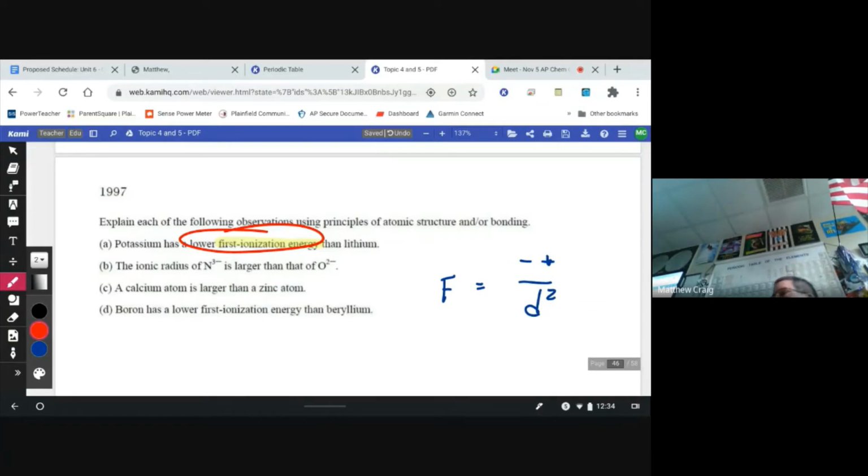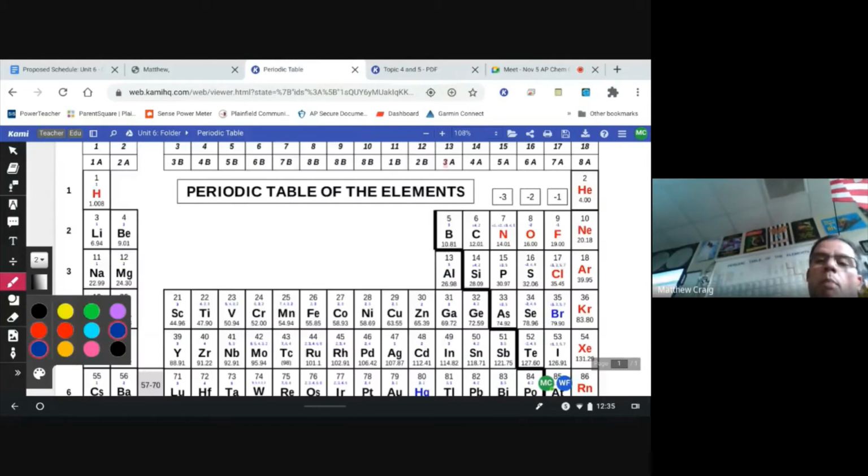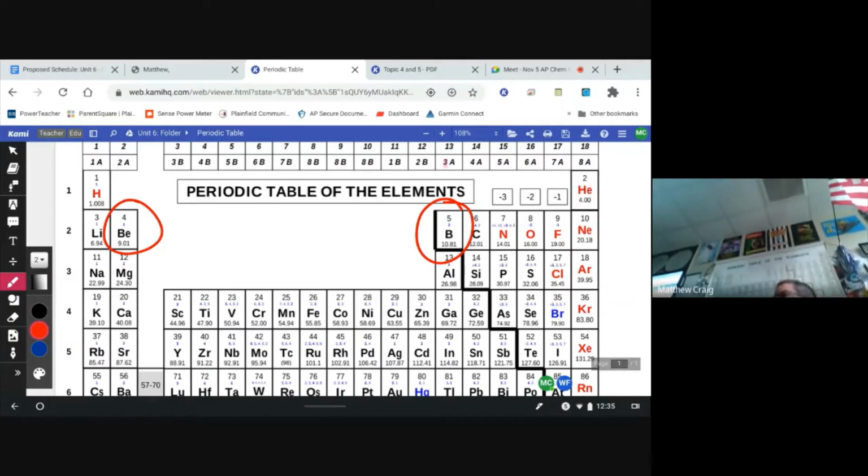All right, we're ready for the dumbest question of the batch. Boron, the moron, has a lower first ionization energy than beryllium. Boron, so we're looking here and here. Now, I can't remember if it was this period or sixth period that we had a pretty good conversation about orbitals within an energy level.